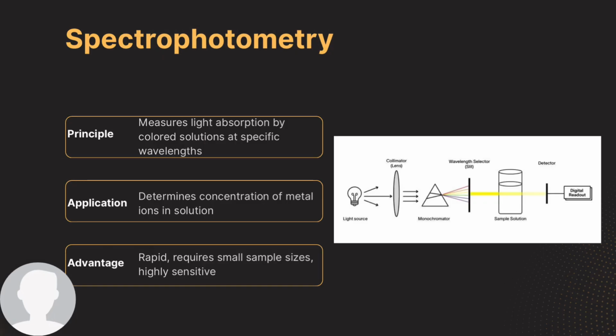One core optical method is spectrophotometry. Its fundamental principle is measuring the absorption of light by colored solutions at highly specific wavelengths to determine the concentration of metal ions. The primary advantages of spectrophotometry are that it is rapid, highly sensitive, and requires only very small sample volumes.